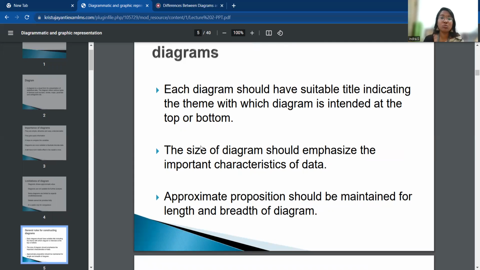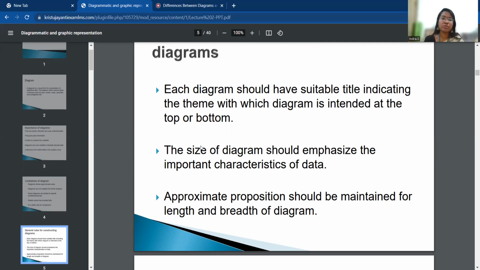So each diagram should have a suitable title, meaning there should be a title, and that title should have a theme. According to the theme, the title is placed either at the bottom or at the top. So it should have a proper theme. It should have a proper title, first of all.